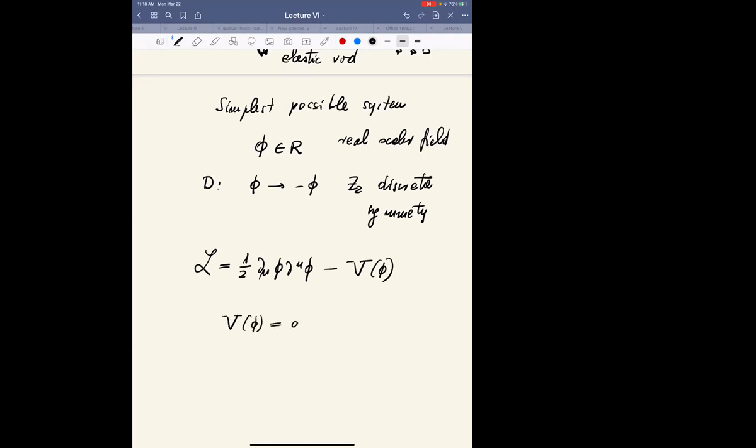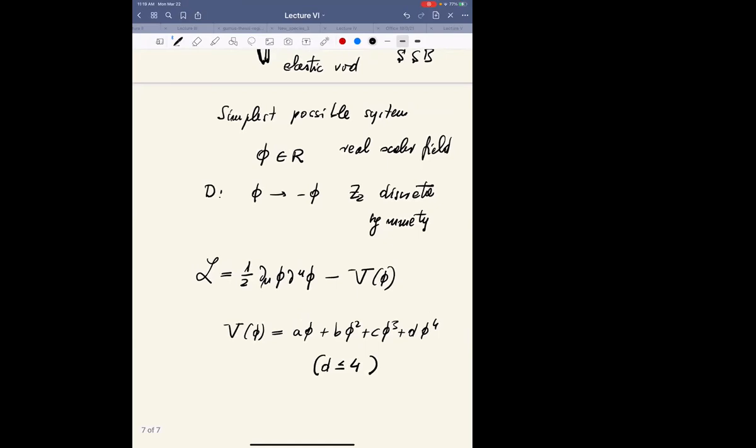V of phi will have this form: A phi plus B phi squared plus C phi cubed plus D phi to the fourth and so on. I can keep expanding it. We have to stop at dimension 4, otherwise the theory is not well behaved. If this is not completely clear to you, just imagine that this is an example, but actually it is the fundamental aspect of quantum field theory. And therefore, if there is a symmetry, there can be no linear term and there can be no cubic term. My most general potential has a quadratic and a quartic term.